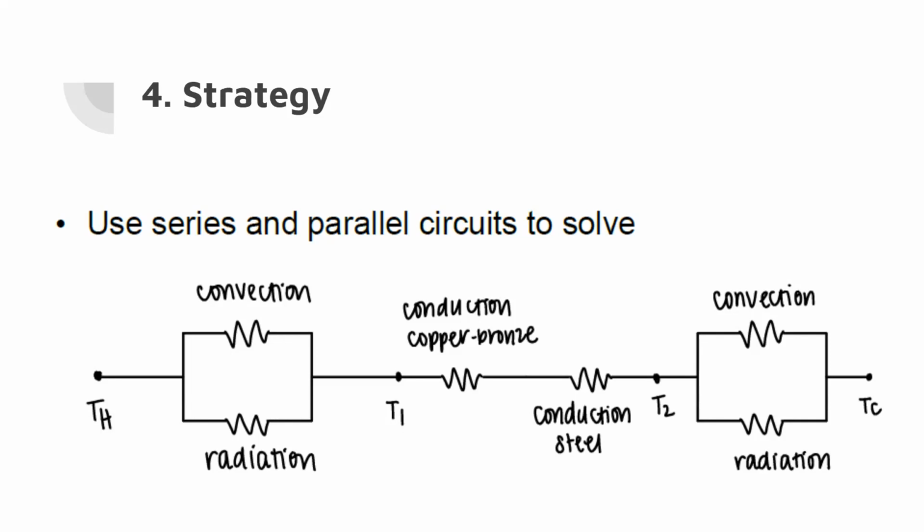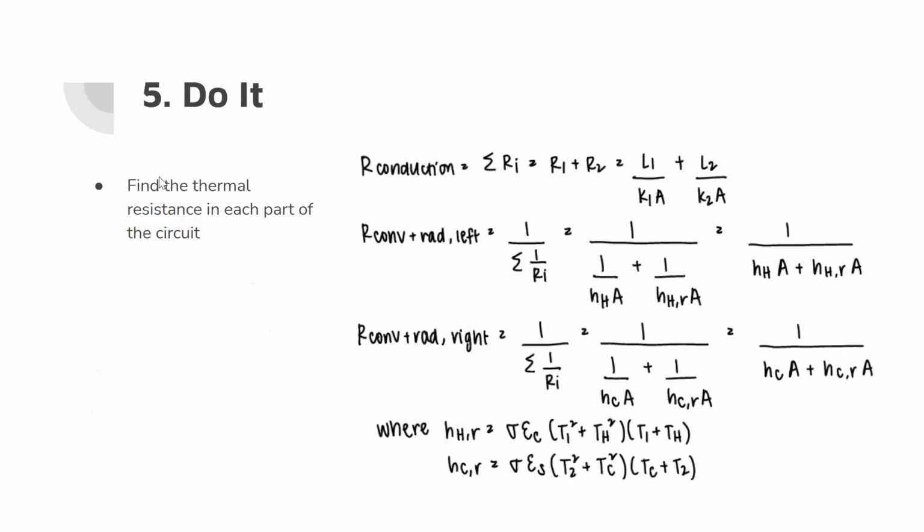And now we're going to briefly describe how you're going to simplify the model. So first, you can separate it into 3 mini circuits. You can do the TH to T1 mini one, the T1 to T2, and the T2 to T cold. So by making it mini problems, it makes it easier to solve each variable. So where do we start?